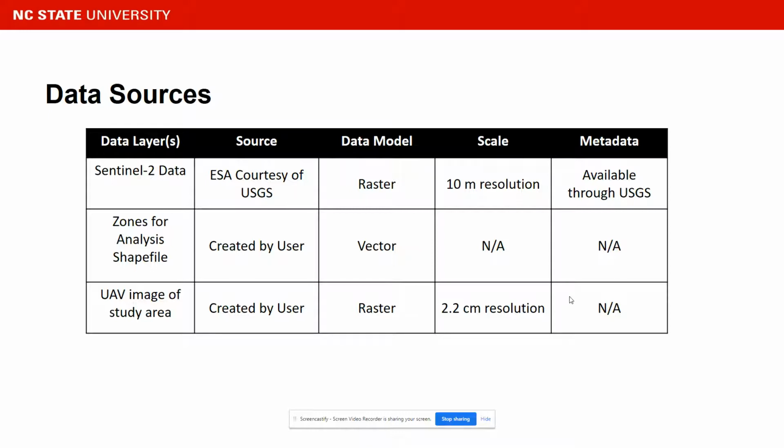I made my own zones for the shape files as for vector data, so there's really no scale or metadata associated with those. And then I also had a UAV image of the study area that I collected when I was doing my data. So my research is in using UAVs and not satellite data, but it was down at the 2.2 centimeter resolution range.